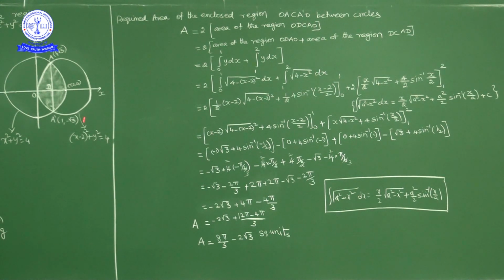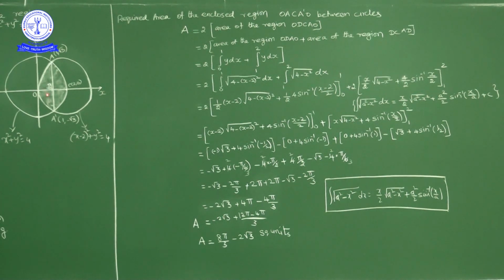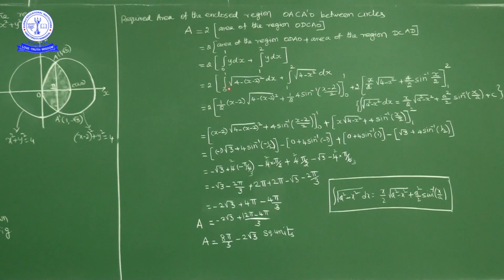What circle is it? (x − 2)² + y² = 4 between the limits 0 to 1. 2 times the integral from 0 to 1, where y is equal to the square root of 4 − (x − 2)² dx, plus the integral from 1 to 2, the area under this circle. Now this is x² + y² = 4. So from there, y can be written as the square root of 4 − x² dx.